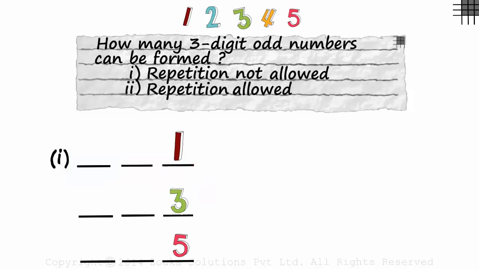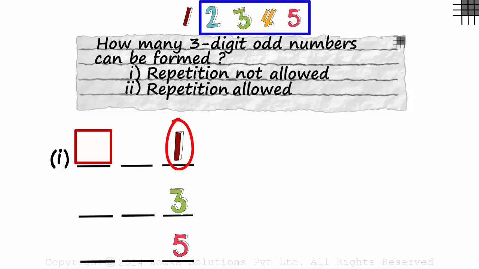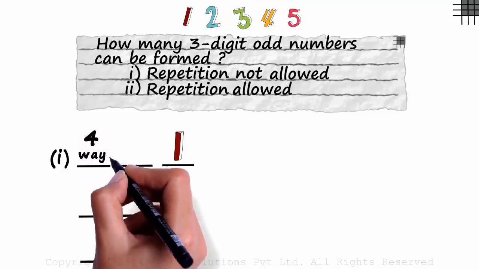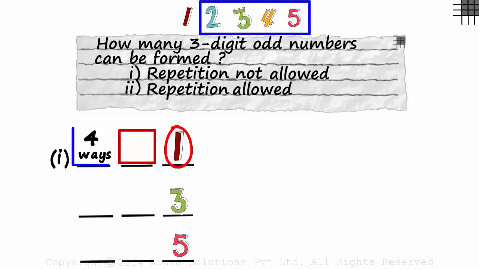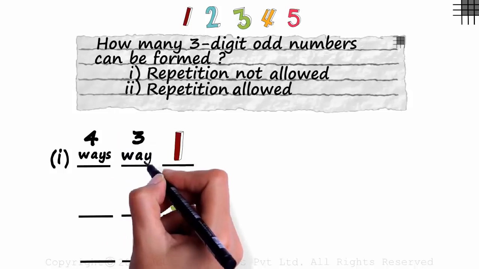In how many ways can we fill the first slot or the hundreds slot? What do you think? The digit 1 is gone, so the hundreds place can be filled with any one of the remaining 4 digits, 2, 3, 4 or 5. 4 ways in which it can be filled. What about the second slot? The digit 1 is gone and another digit out of these 4 is gone into the hundreds place. Only 3 digits remain. So the second slot can be filled in 3 ways.